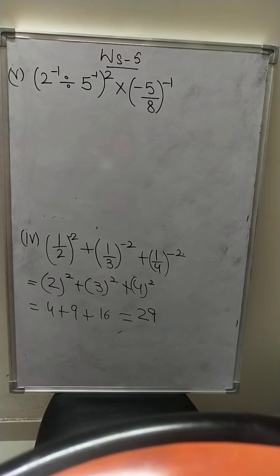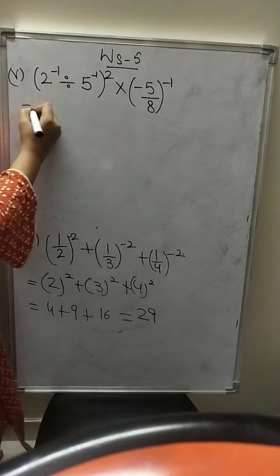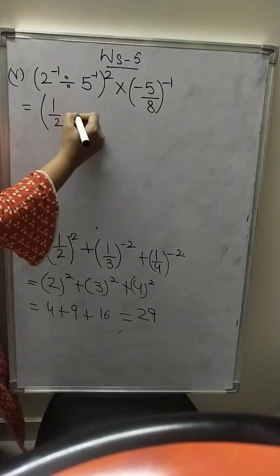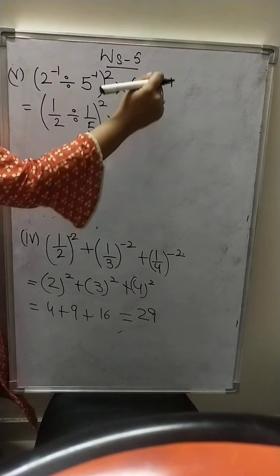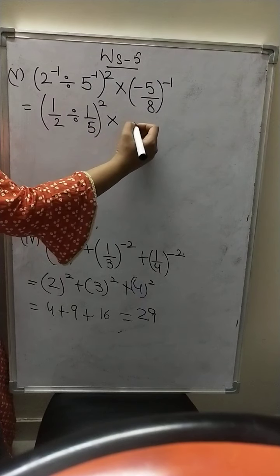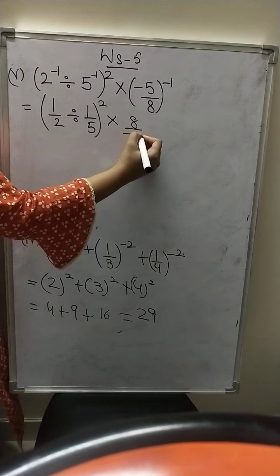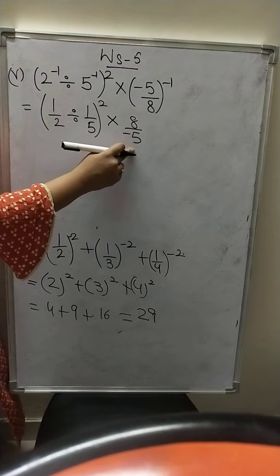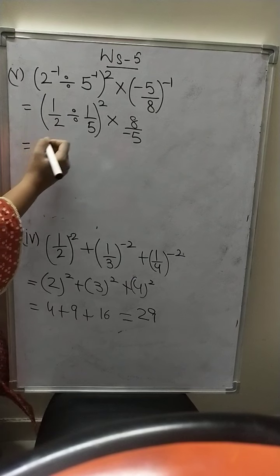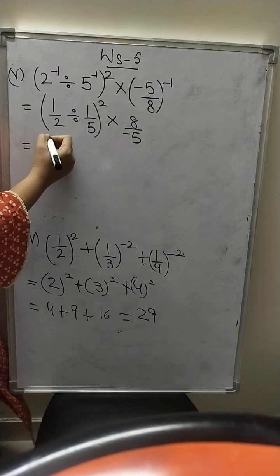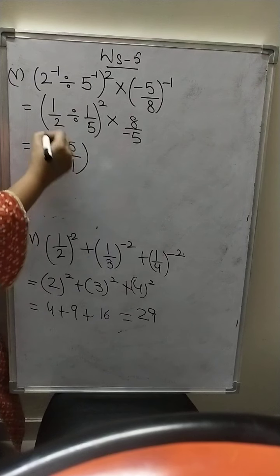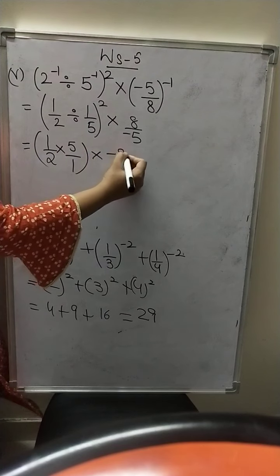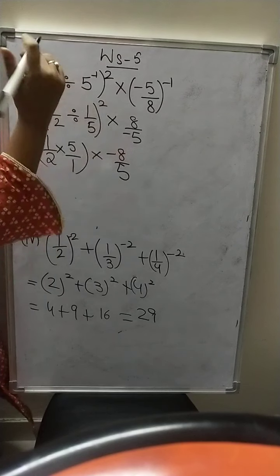Alright. So what is to be done? Again we have to remove the negative powers. So we will take the reciprocal: 1 upon 2 divided by 1 upon 5, the whole square, into, again here also we will take the reciprocal, so it will be 8 upon minus 5. We will change it later into the standard form which you have already done in chapter 1 and chapter 2. So this is 1 upon 2 into 5 upon 1. Now I will bring the negative sign up, so I get minus 8 upon 5.